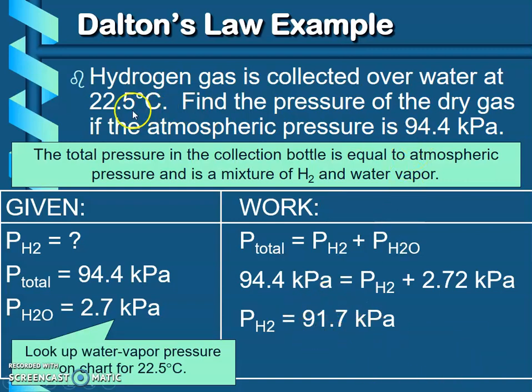Okay, and why 91.7? Check out those sig figs. This one has 3, this one has 3, so our final answer needs to have 3. If you don't understand where some of these numbers are coming from, if you need help using your water vapor pressure chart, please get into contact with me and let me help you out. That way you'll be able to complete the independent practice.